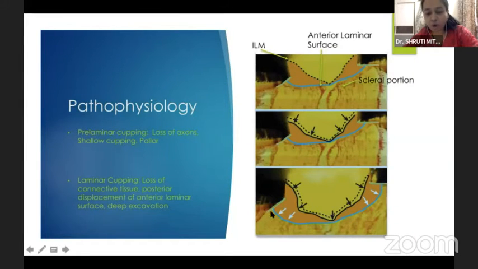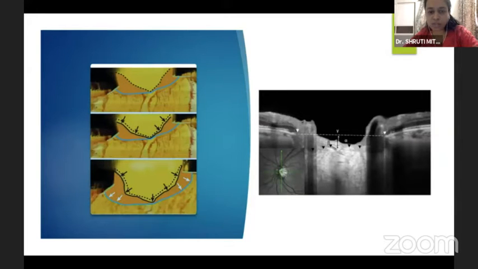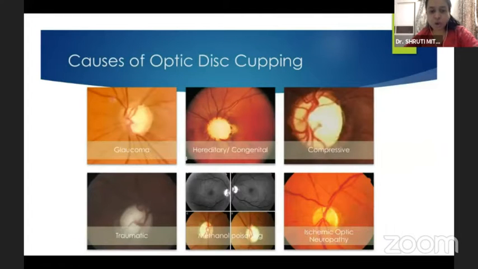Whereas in cases of glaucoma, there is extensive loss of connective tissue in the sclera, which results in posterior shifting of the anterior laminar surface. Along with that, the internal limiting membrane also shifts posteriorly. So the cup is a deep cup due to the loss of connective tissue. This concept has been used in a lot of studies measuring the distance from the Bruch's membrane opening to the anterior laminar surface, and this distance has been found to be much more increased in cases of glaucoma. Besides glaucoma, the various other causes of disc cupping are noted here.